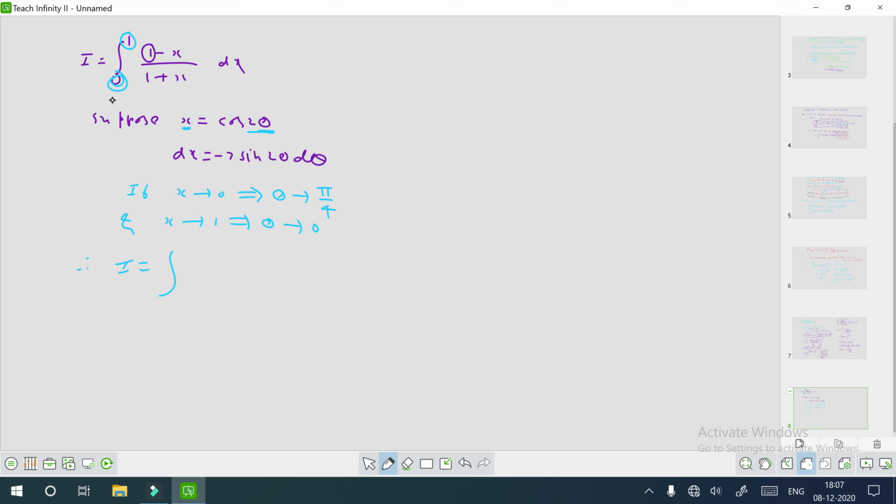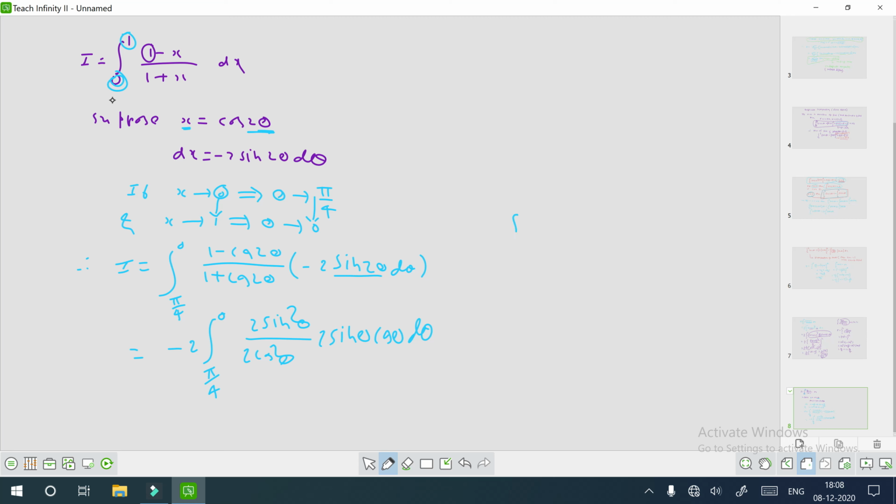And therefore, I is equal to integral from 0 to 1, which means pi by 4 to 0, of (1 minus cos 2 theta) over (1 plus cos 2 theta) times minus 2 sine 2 theta d theta. So take minus 2 outside, pi by 4 to 0. This comes out 2 sine square theta, this comes out 2 cos square theta, and sine 2 theta is 2 sine theta cos theta d theta. Now we know that integral a to b is equal to minus integral b to a, so we can write it like this.